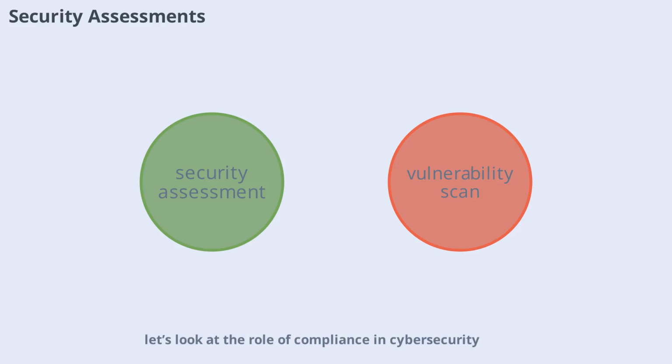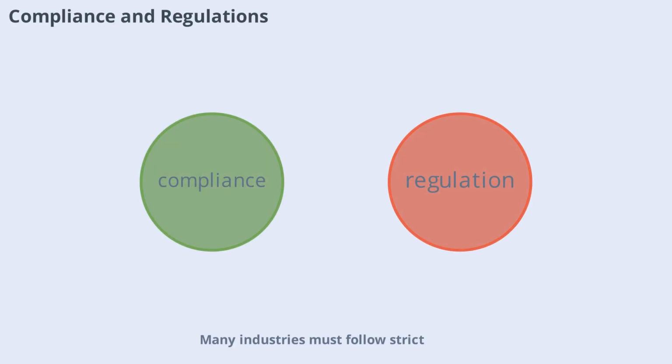Now, let's look at the role of compliance in cybersecurity. Many industries must follow strict cybersecurity regulations to protect sensitive data. Laws like GDPR, HIPAA, and PCI DSS set standards for data protection and privacy. Compliance ensures organizations handle information responsibly and avoid legal penalties. Staying up to date with regulations is essential for building trust with customers and partners.